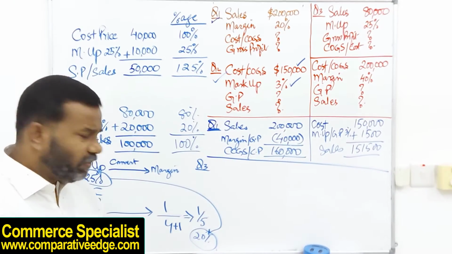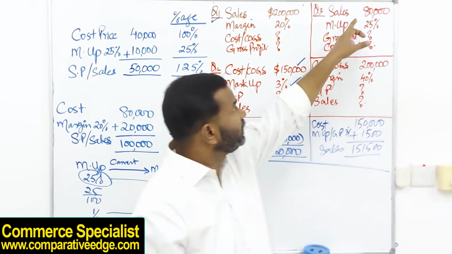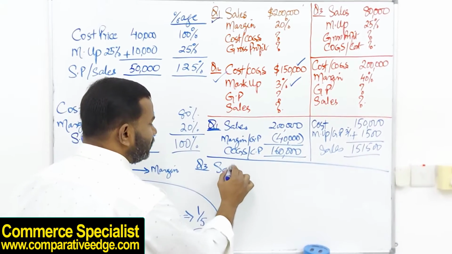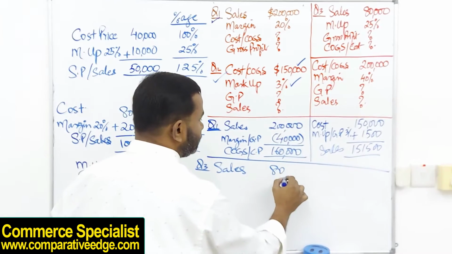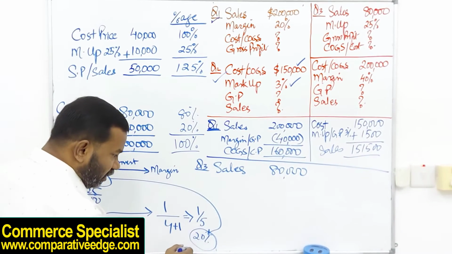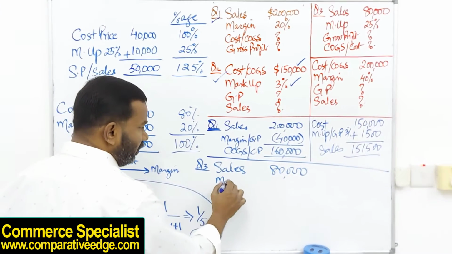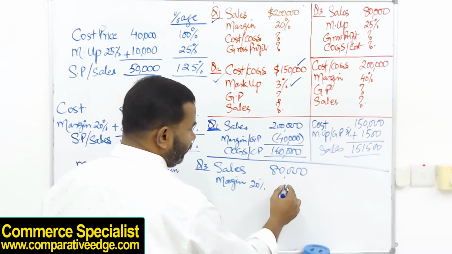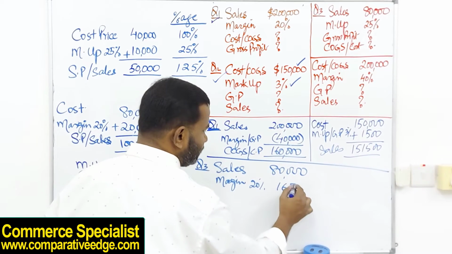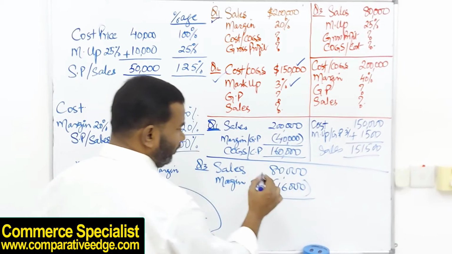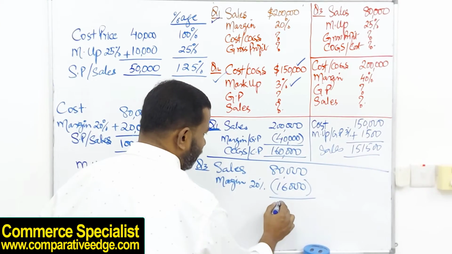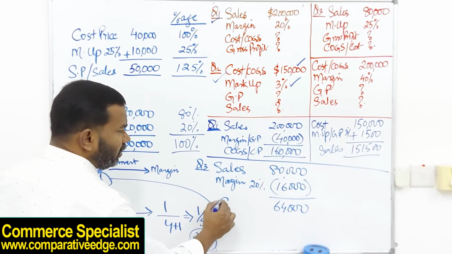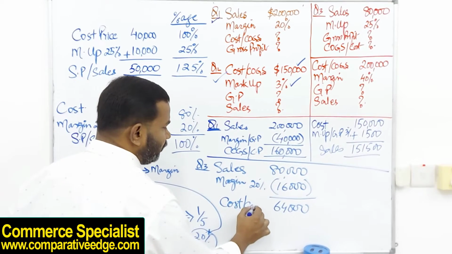And now life is easy for me. I have margin, which is 20%. I have sales 80,000. Simple. What to do now? I have sales, which is 80,000. Margin just converted through the formula, which is 20%. 20% of this would be 16,000. So you minus 16,000 from this, it will be 64. This is your cost or cost of goods sold.